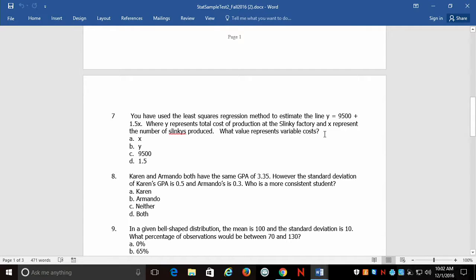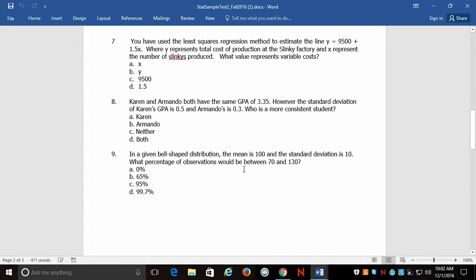This is the cost of slinkies. Which value represents fixed cost? Which value represents variable cost? So our cost line is y equals 9,500 plus 1.5x. Which part is variable? Which part is fixed? Fixed cost never goes away. Even if x is 0, we still have 9,500. Every additional slinky produced costs us $1.50, so that's the variable cost. Does that make sense? Yes.